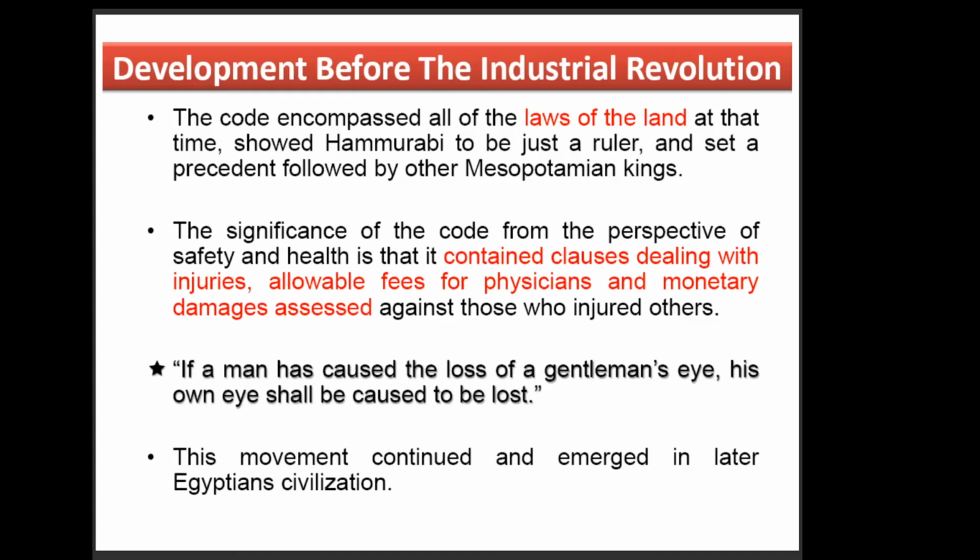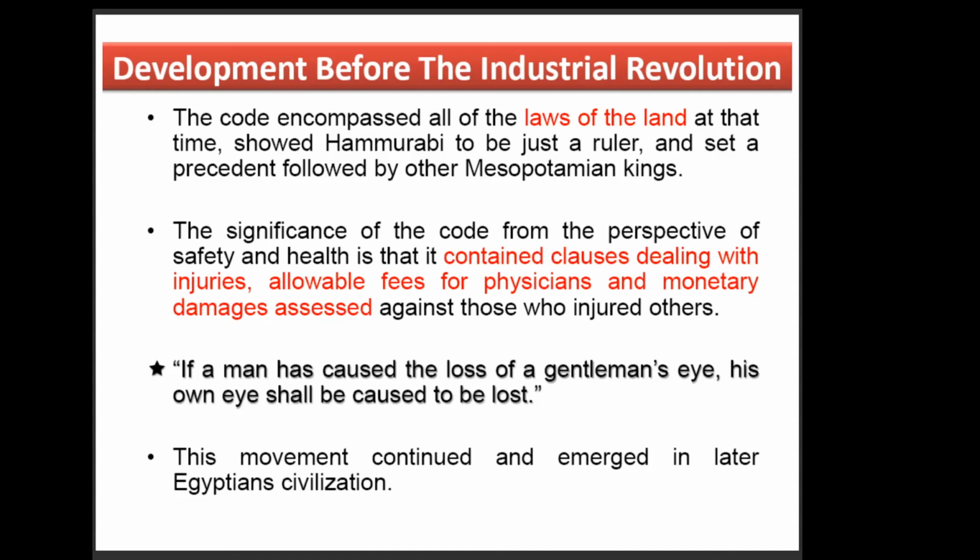The codes encompassed all the laws of the land at that time, showed Hammurabi to be a just ruler, and set a precedent followed by other Mesopotamian kings. The significance of the code from the perspective of safety and health is that it contained clauses dealing with injuries, allowable fees for physicians, and monetary damages assessed against those who injured others. If a man has caused the loss of a gentleman's eye, his own eye shall be caused to be lost.